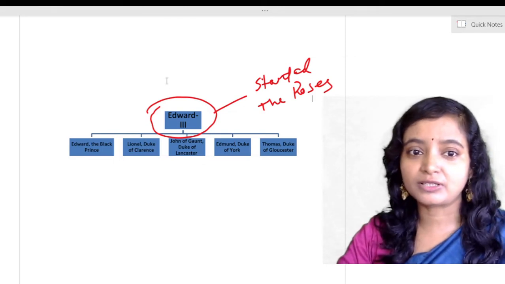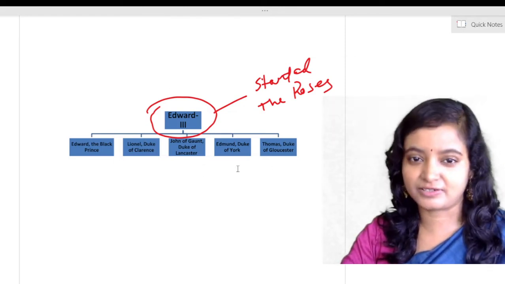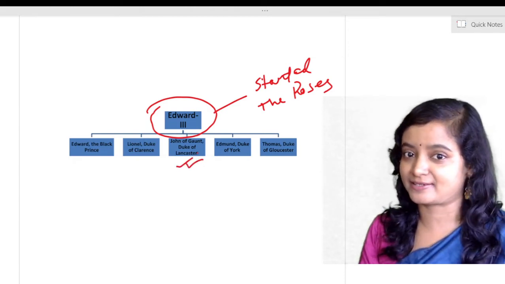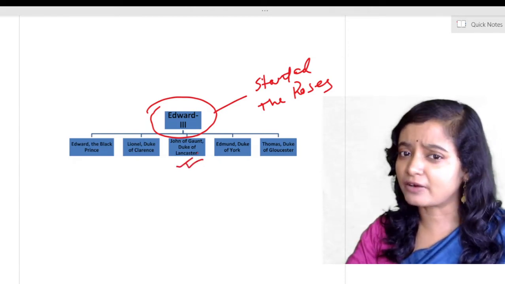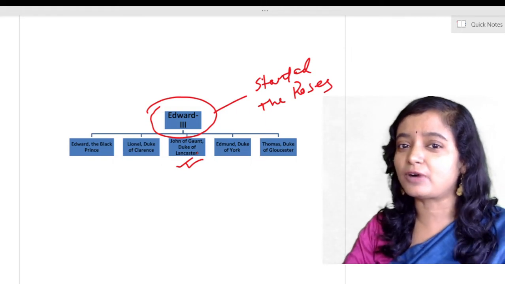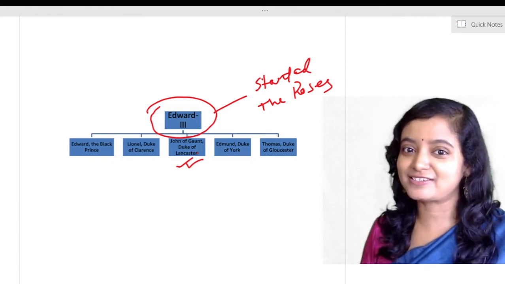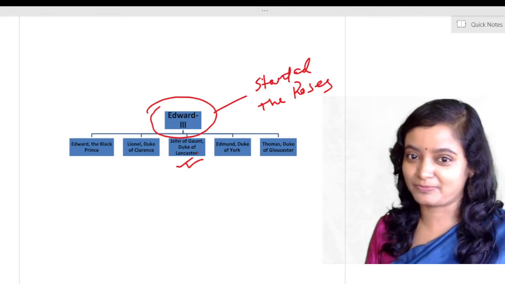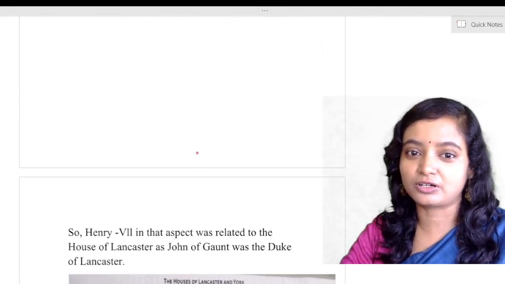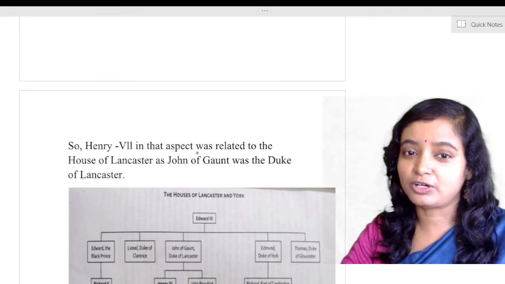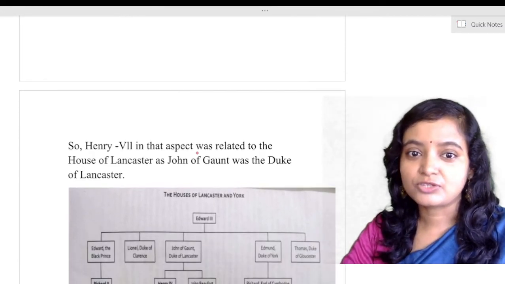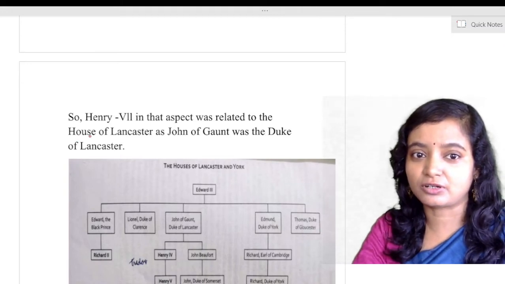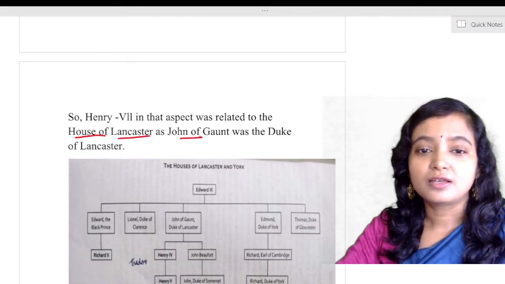Among Edward III's various children, one, you can find here, was John of Gaunt. He was the Duke of Lancaster. He was a very powerful character because John of Gaunt was Chaucer's patron. And Henry VII belongs to that Lancastrian group. So he was related to the house of Lancaster because he was a descendant of John of Gaunt, who was Duke of Lancaster.